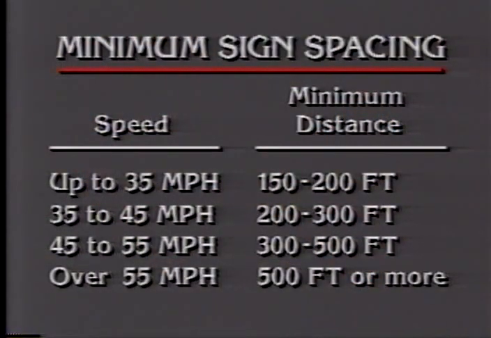The spacing of the signs is dependent upon the speed of the traffic on the roadway. This table lists the required spacing. For speeds less than 35 miles per hour, a minimum distance between signs should be 150 to 200 feet. For speeds of 35 to 45 miles per hour, a minimum distance of 200 to 300 feet between signs is needed. For speeds of 45 to 55 miles per hour, 300 to 500 feet is the minimum distance needed between signs.